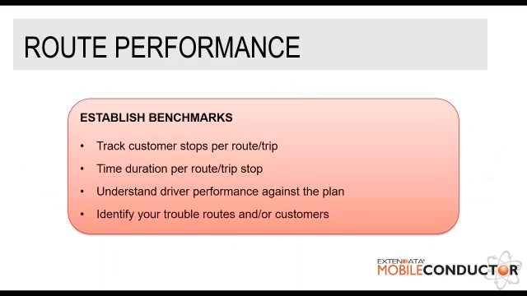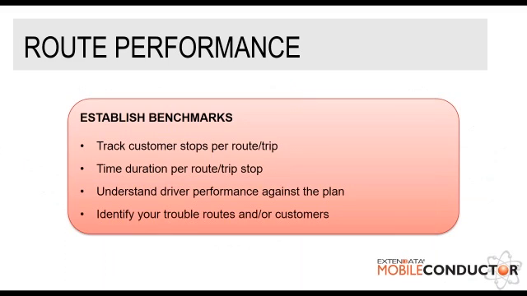So, establishing benchmarks for route performance. Again, we've got to track a lot of the same type of information that we're capturing through the route optimization process. How many stops per route are we looking at? When do we expect the route to start? What are the expected arrival times? How are we measuring against that? Does that fit within the expected duration time for that stop?